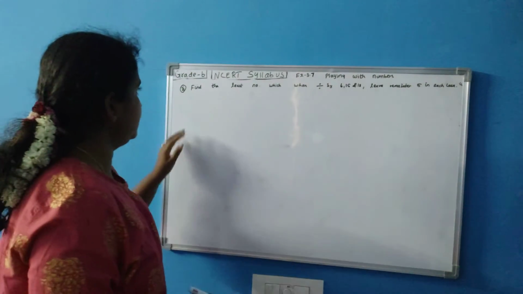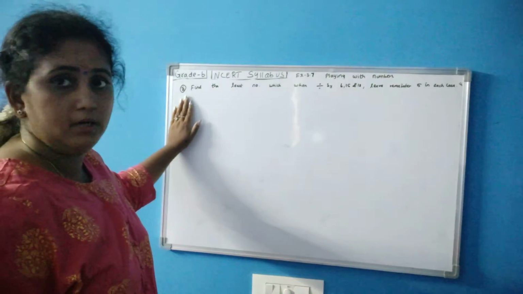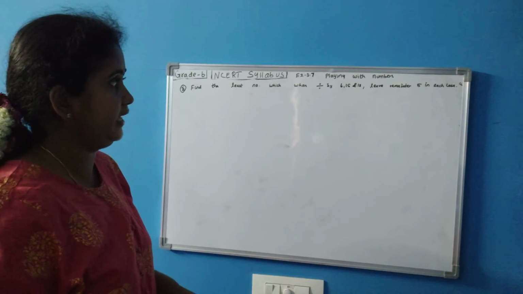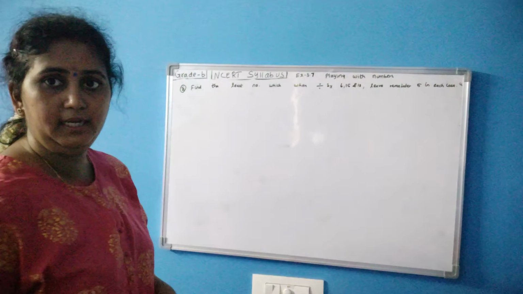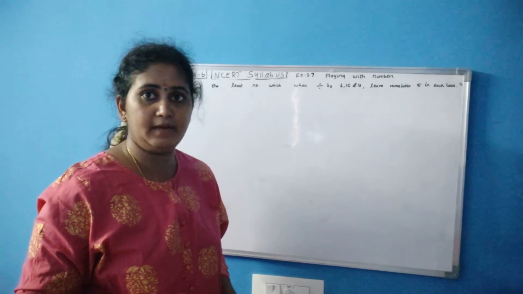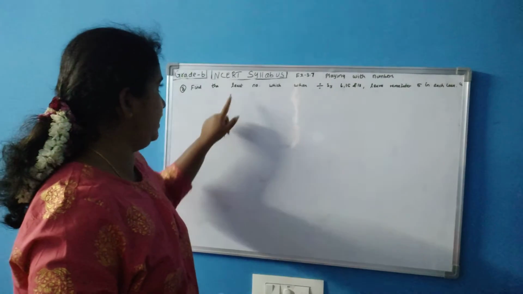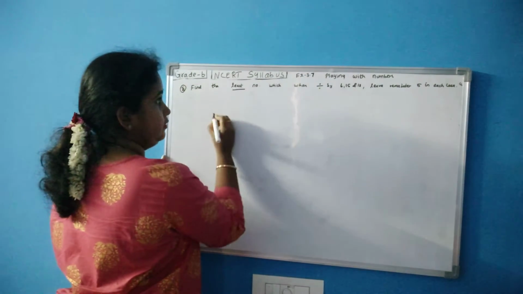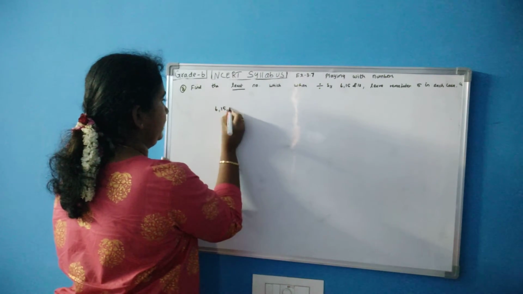So this is your next sum, 8th sum. Okay, you have to find the least number which when divided by 6, 15 and 18 leave remainder 5 in each case. So all the 3 all together it should leave the remainder 5 they are saying. So in order they said least number, so it is LCM. It indicates LCM. So find the LCM of 6, 15 and 18.